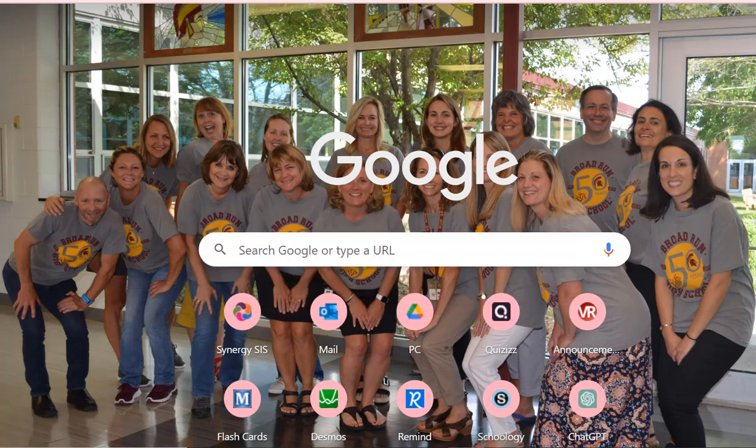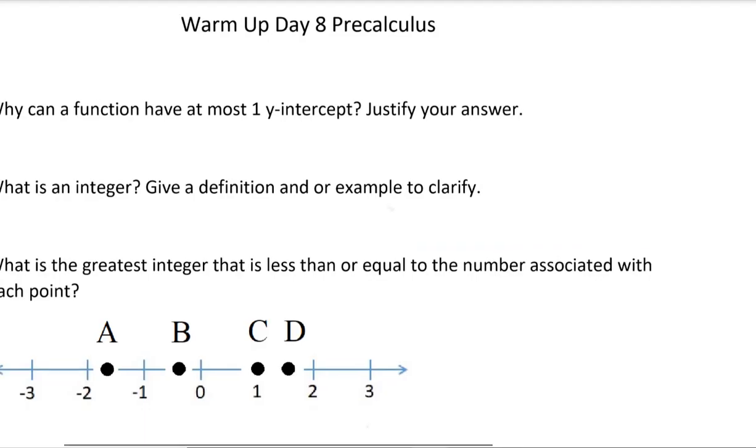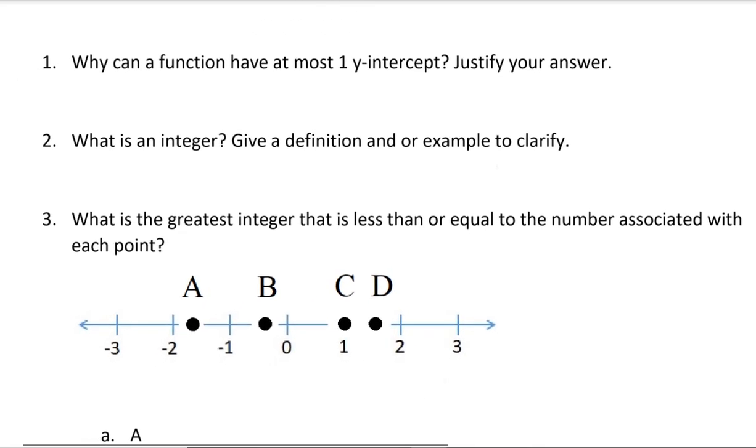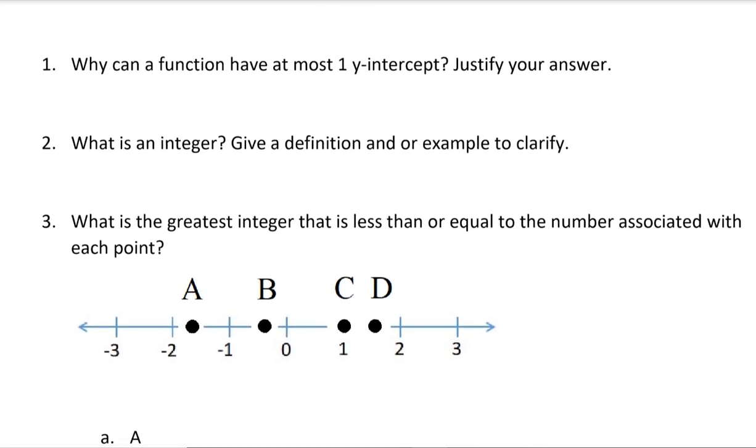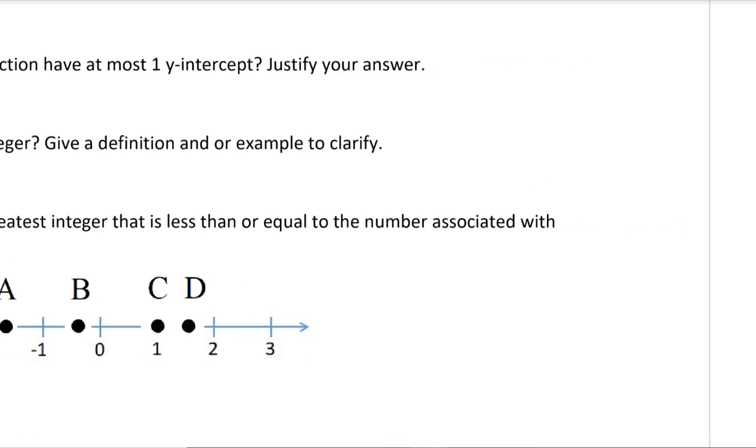So let's go. Now for this warm-up, we're going to take a look at functions. Why can it have at most one y-intercept? So let's think about that graphically first. If you were to think about a picture, let's draw a little picture. We got a graph. Hello, graph. And we put a little y-intercept on there. It doesn't matter where.